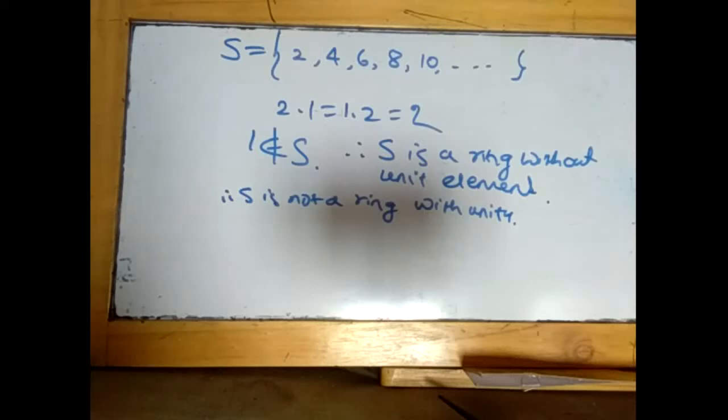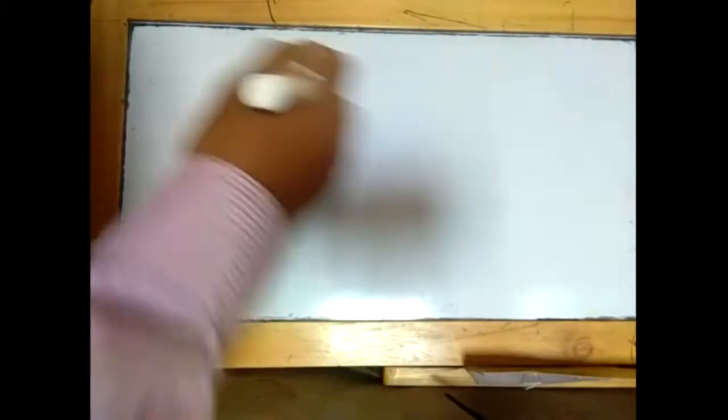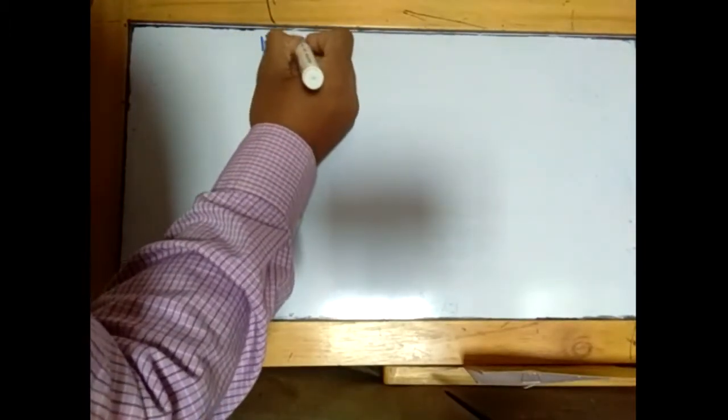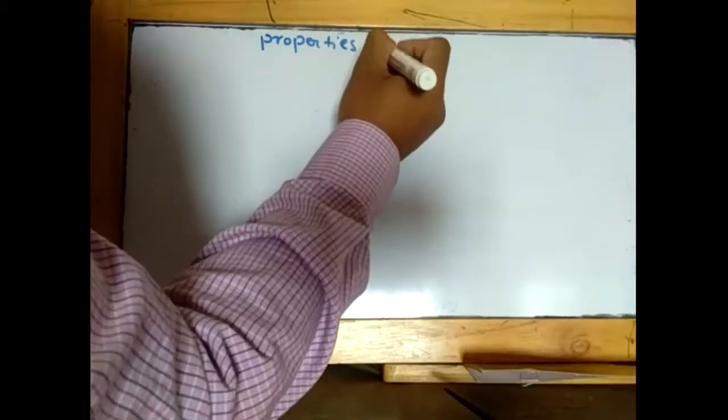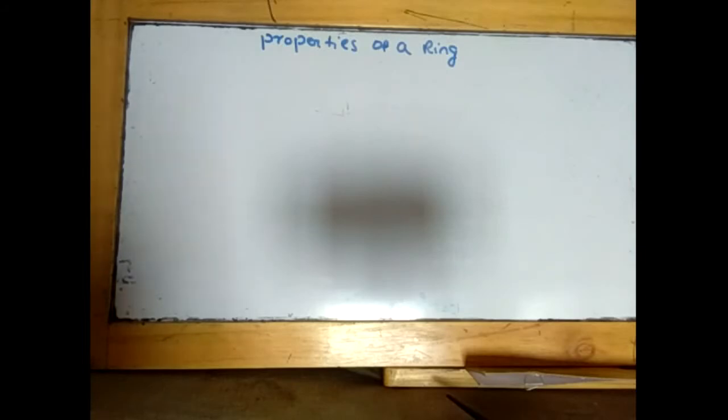Okay. And similarly, the set of all real numbers, the set of all rational numbers, and the set of all complex numbers, all are rings with unity. Okay. So this is about a ring. So now we prove its properties. Now properties of a ring.